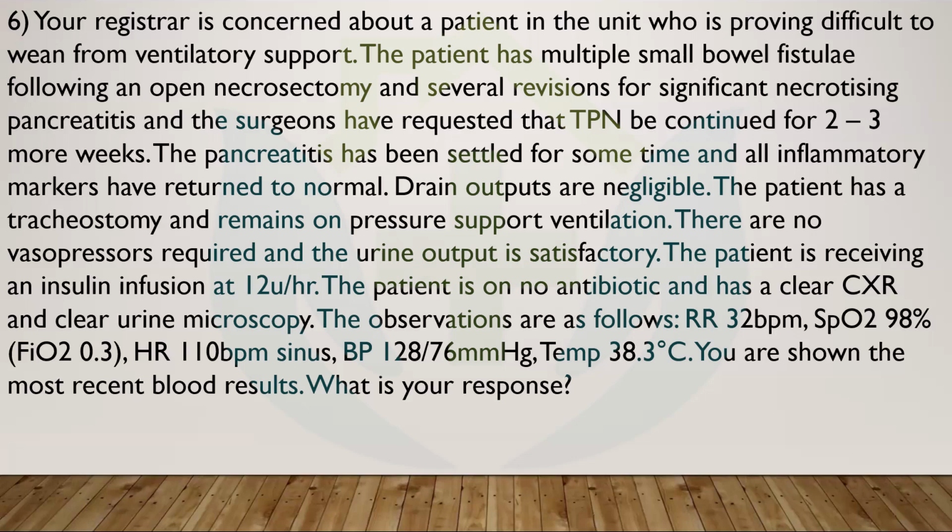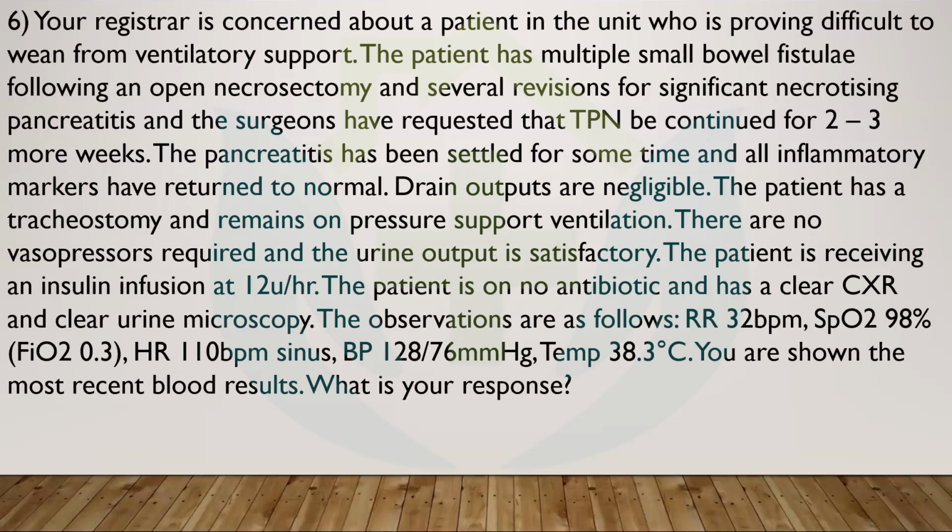Pancreatitis has been settled for some time and all inflammatory markers have returned to normal. Drain outputs are negligible. Patient has tracheostomy and remains on pressure support ventilation. There are no vasopressor requirements and urinary output is satisfactory. Patient is on insulin infusion of 12 units per hour. Patient is on no antibiotic, has a clear chest X-ray and clear urine microscopy. Respiratory rate is 32, saturation 98%, heart rate 110, BP is 128, temperature is 38.3, that is hyperthermia. You are shown the recent blood results. What is your response?